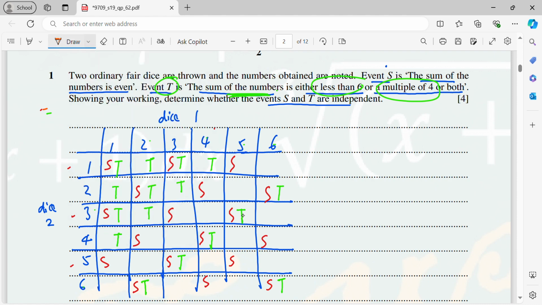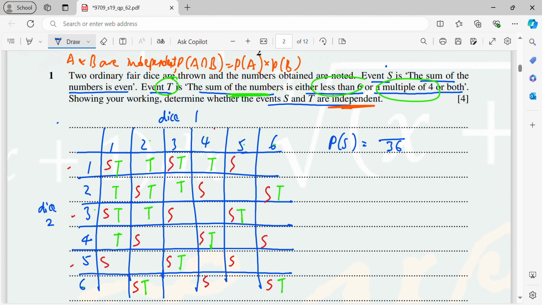Now to check independent events, P(A intersect B) must equal P(A) times P(B). That means A and B are independent. So I need to check whether the multiplication is the same as the intersection probability. Total outcomes will be 36, because 6 from each dice. Now count how many times you see S. Every column has 3 S, so 6 times 3 is 18. Then P(S) is half.